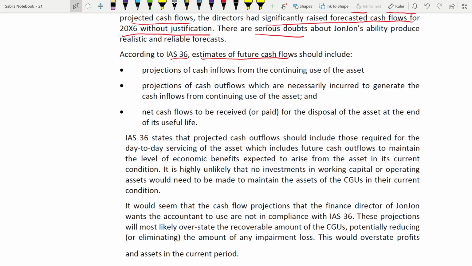What should it include? It should include projections of cash inflows from the continuing use of the asset. What would be the inflow if you are still continuing with that asset? Because the name is value in use, right? What is the value you are getting if you are using the asset? That's what it means. So what is the cash flow you are receiving when you are using the asset? That future cash flow should include that when you're estimating it.